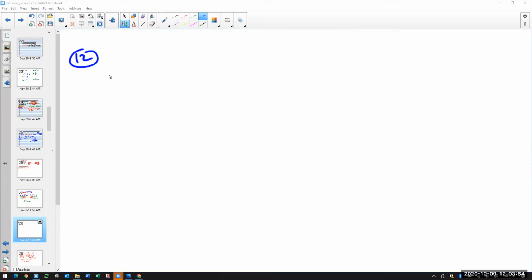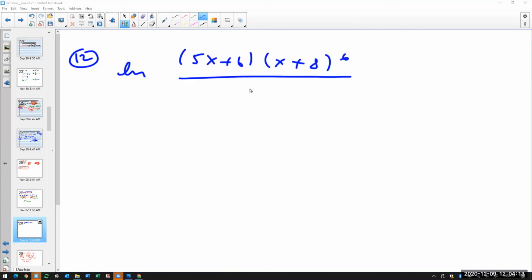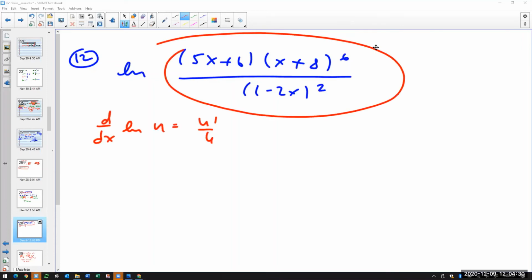Okay, number 12. Someone asked about number 12, guys. We're going to take the derivative of this. This one is very similar to the one that we just did. Okay, this right here is 1 minus 2x squared. We're going to take the derivative of this. So we're looking at number 12 on your homework from last night. Do you see that to take the derivative of an ln problem, u prime over u? This is my u. I'm going to take the derivative of this, put it on top.